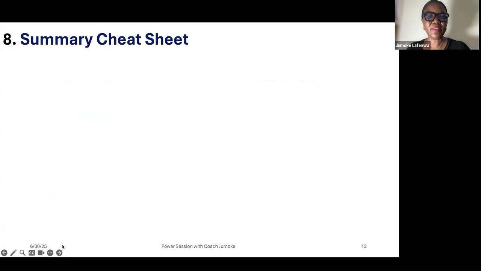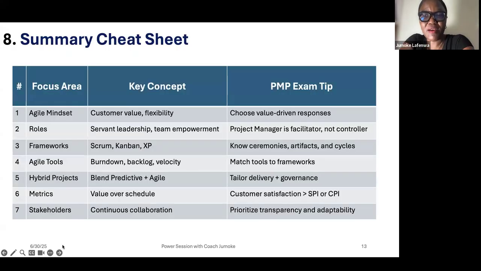Okay. And the last but not the least is a cheat sheet that I came up with. I'm very sure I'll be putting this on an artwork or flyer and promoting it on my LinkedIn anytime this week. If you look at the first column, it is the serial numbers. The second column is the focus area. And then you have the key concept, and then you have the PMP exam tip.